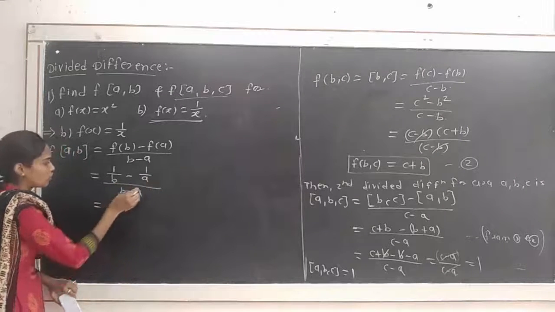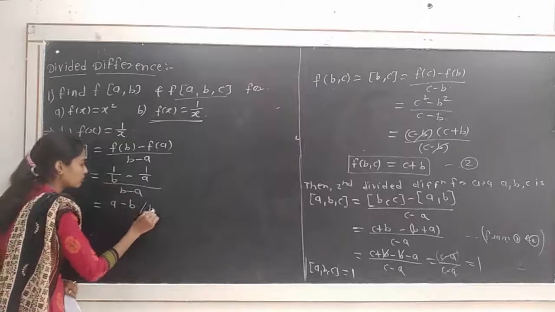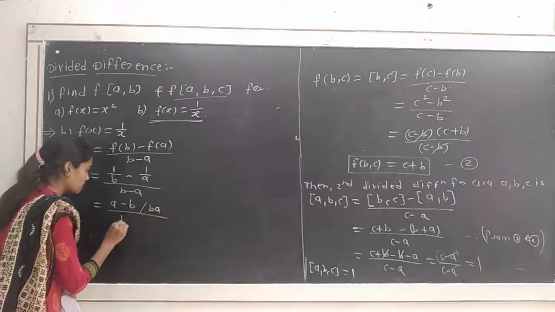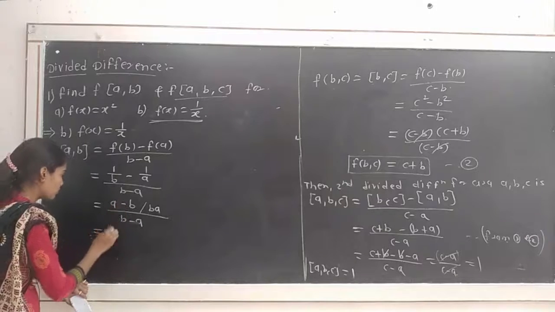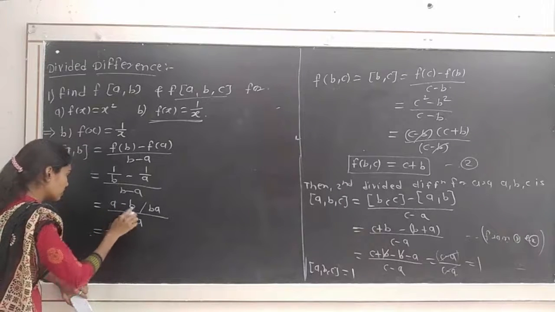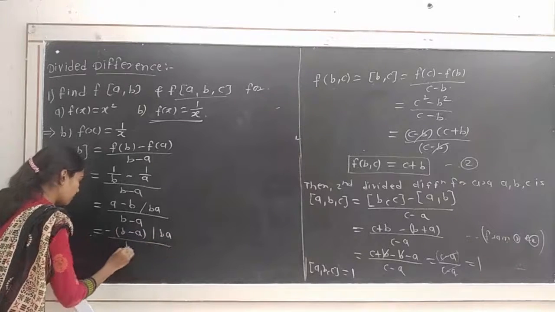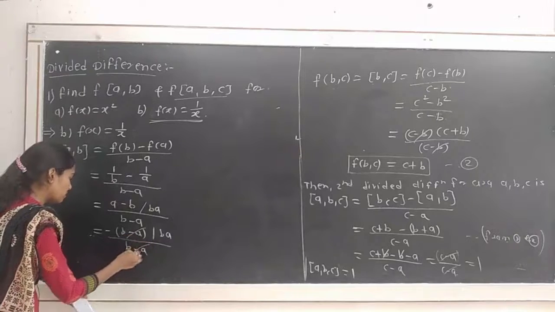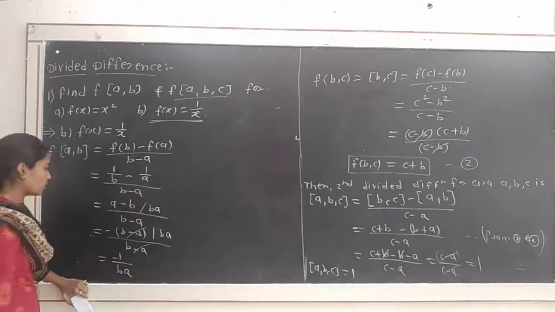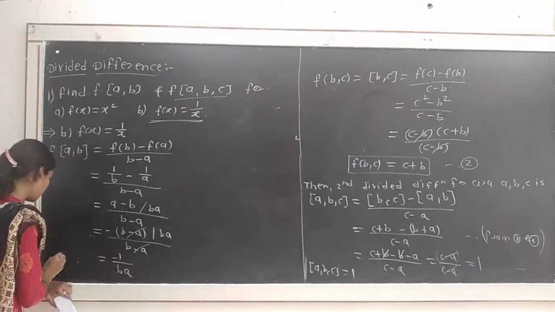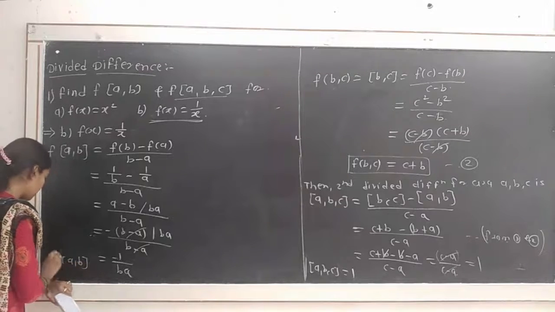In the numerator we take the cross multiplication. So we get (A minus B) divided by B into A, and whole divided by B minus A. Again by taking the minus sign outside from the numerator, this becomes B minus A divided by BA, whole divided by B minus A. So this B minus A gets cancelled and we get minus 1 divided by B into A. This is the first divided difference for the argument AB, that is f of A, B.